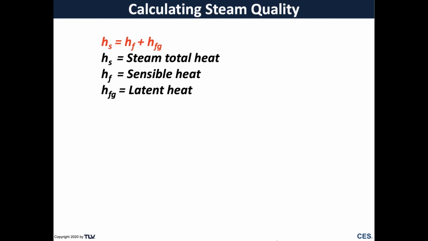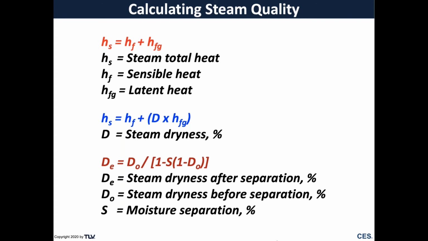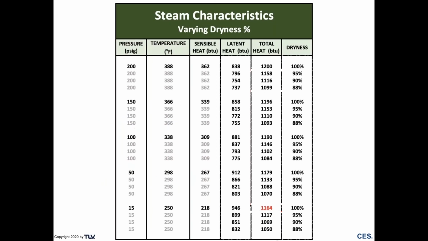So if we take a look at the equation for steam quality, and that's your steam dryness. If you know what the dryness is, like 95%, 90% dry, that includes what the wetness is. You can use this formula if you're going to separate to see what your moisture separation is going to result. So if we take a look at the steam characteristics chart, or the steam table again, what you see is I've got, at 200 psi, different dryness fractions.